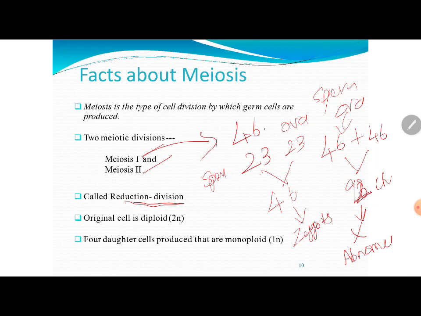That is where meiosis 1 plays a vital role in the reproductive cell. If this does not happen, it leads to an improper zygote. It is not a viable zygote. The original cell is diploid, I told you, right? The normal body cell is diploid, which is 2n, 46 chromosomes. Four daughter cells are produced that are monoploid or haploid. It is called monoploid or haploid because in the first division it divides to half, and that divided half is now haploid, 23.